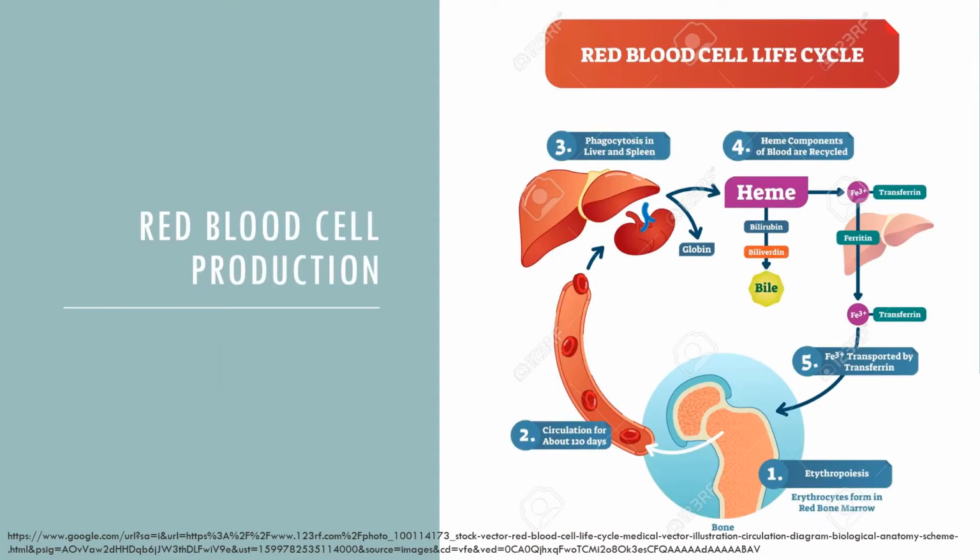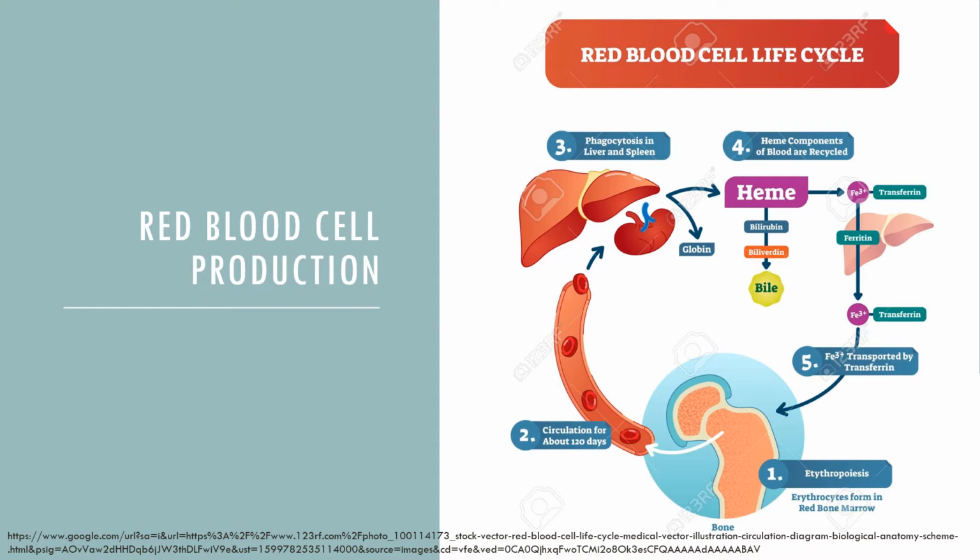Here's a diagram of the red blood cell life cycle. You can see at step 1, erythropoiesis, this is the production of red blood cells. When the red blood cells are produced, they take about 7 to 10 days to mature and then circulate in the bloodstream for about 120 days.